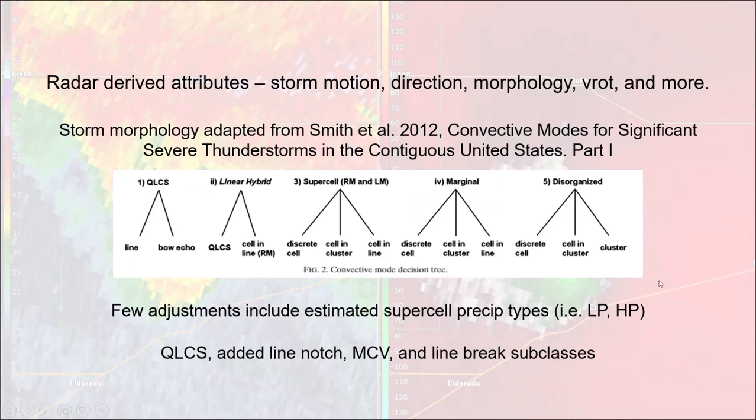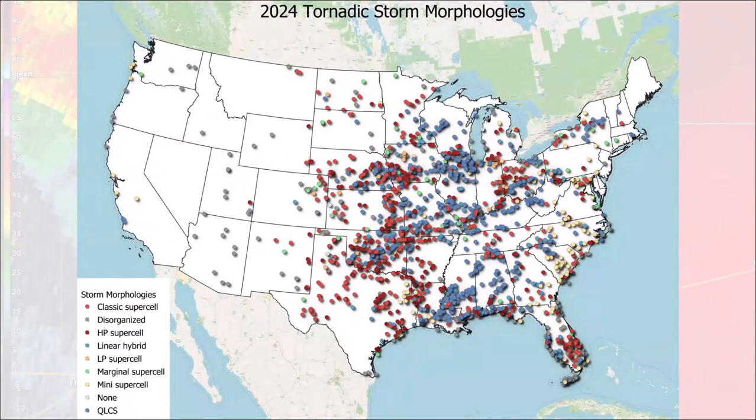There are some automatic models out there that can perform this, but they don't quite go into the detail that I was looking for. They can often miss fine radar features that help delineate, say, a line from a line with a notch or a line break, for example. So all these classifications are subjective. Just want to make that clear. So here is a plot of all the storm morphologies over last year's tornadoes.